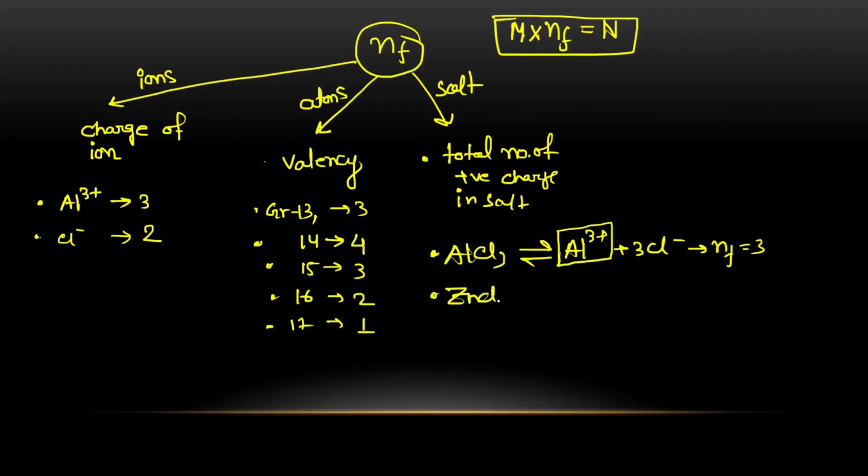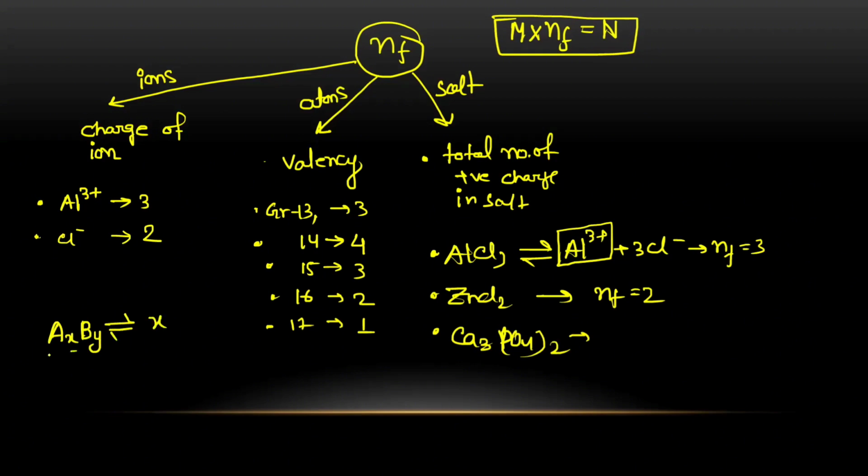Suppose ZnCl2: Zn2+ and 2Cl minus. Here n factor will be 2. For example, Ca3(PO4)2. Some people do not know how to make this dissociation. For a salt with composition AxBy, if you dissociate it, you will get x amount of A plus y amount of B, but the charge will be the opposite. A will have charge y positive, B will have charge x negative. From this concept, you can dissociate it.